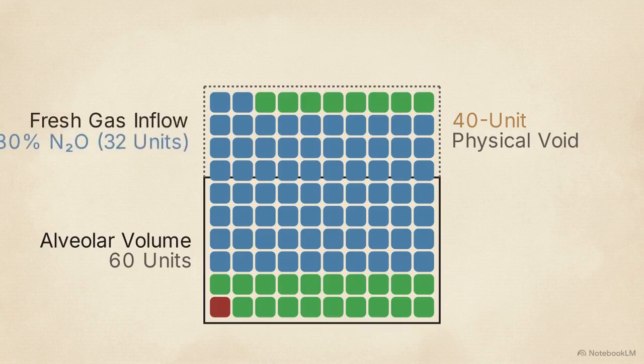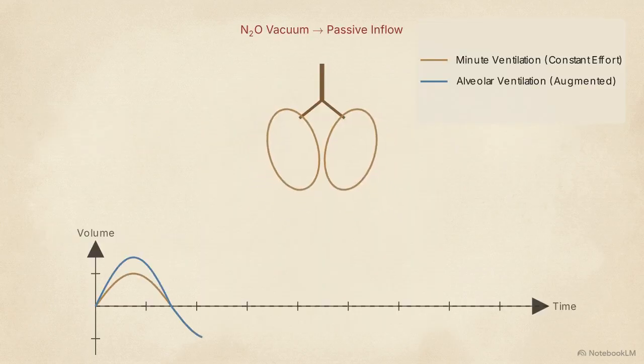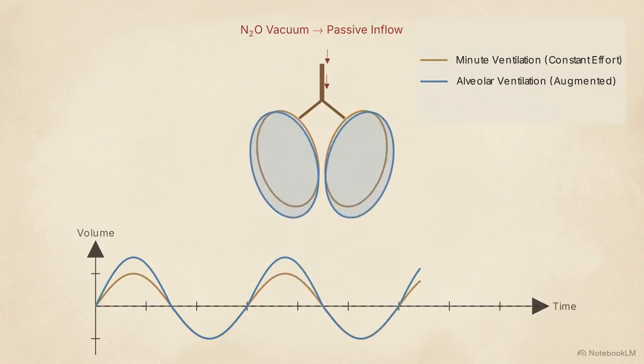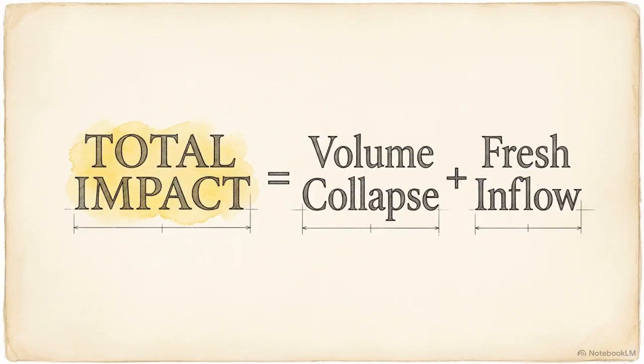Crucially, this incoming gas contains the original 80% nitrous oxide mixture. This inflow effectively increases total alveolar ventilation without requiring the patient to alter their actual respiratory rate or tidal volume. The complete concentration effect is the strict mathematical sum of these two events: the concentrating effect plus inspiratory ventilation augmentation.